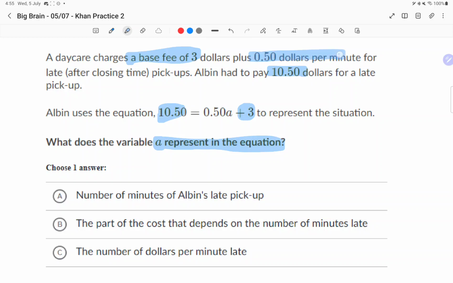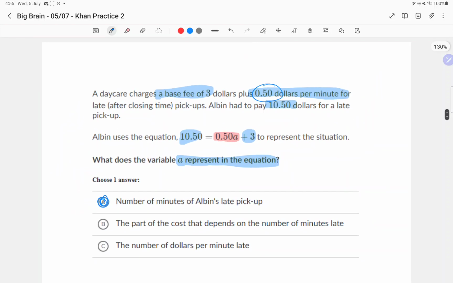Now it is $0.5 per minute for the late pickup, and then look at the equation, you get 0.50 times A. So what do you guys think A is? A, B, or C? Would it be A, B, or C in this case? A. A, why? Because it represents the number of minutes, he was saying. Yes, because 0.50 times the number of minutes is part of how much you have to pay, right? And so the answer would be A, the number of minutes of Alvin's late pickup. Okay, that's not bad, not bad.